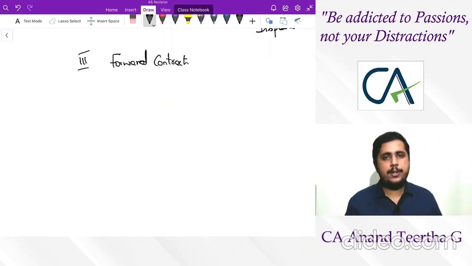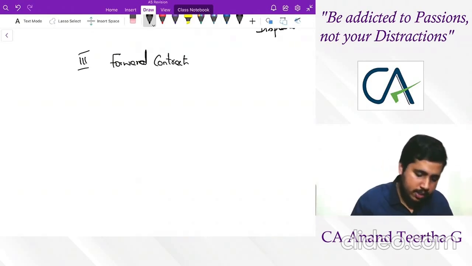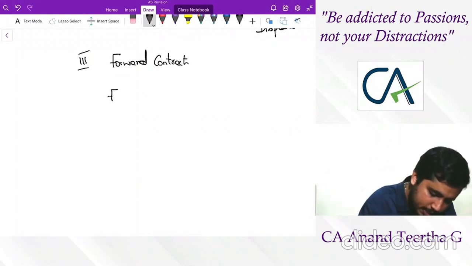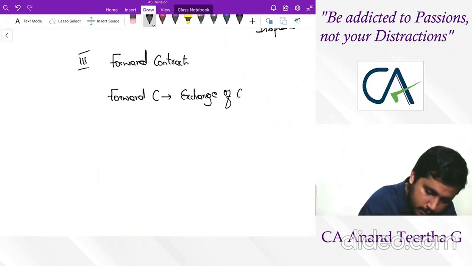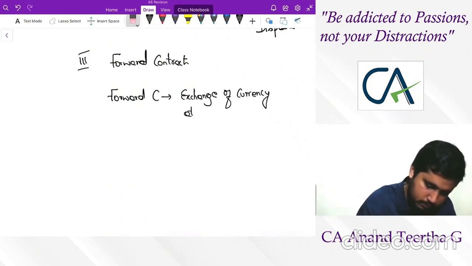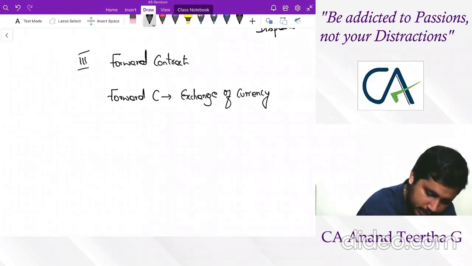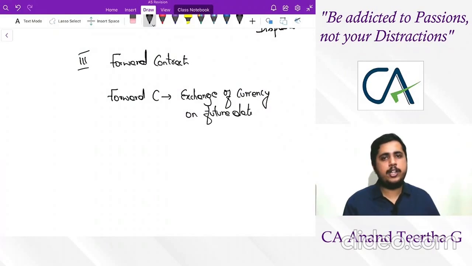Okay, now what is going to happen in forward contracts related to AS11? In this, forward contracts basically talk about exchange of currency on a future date. We call them forward contracts.